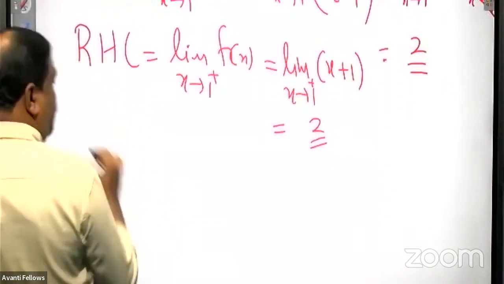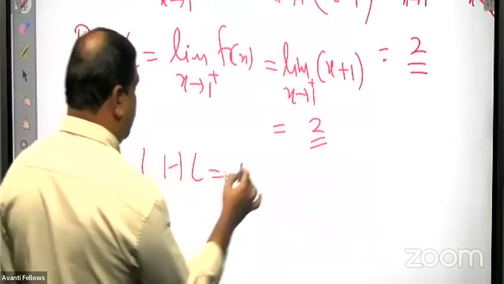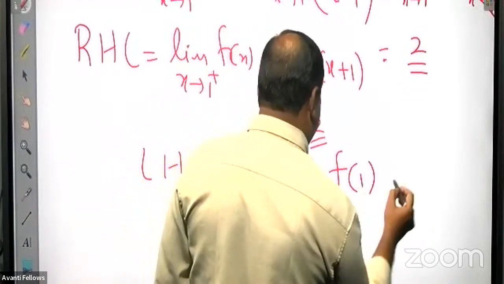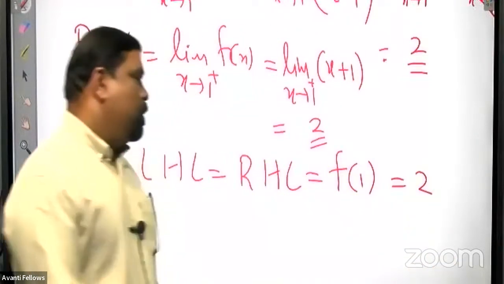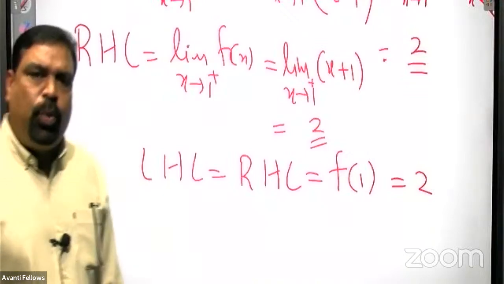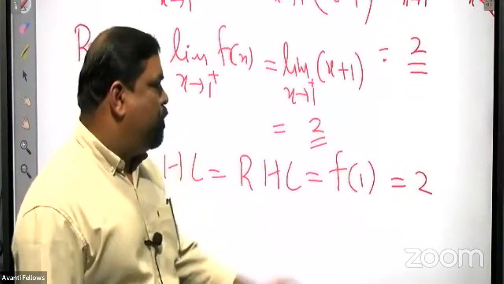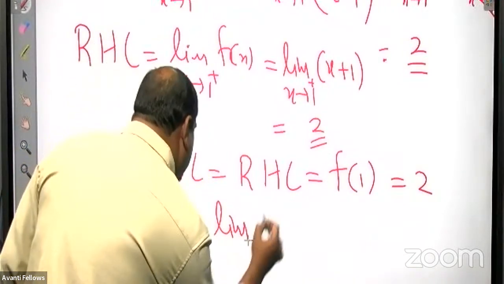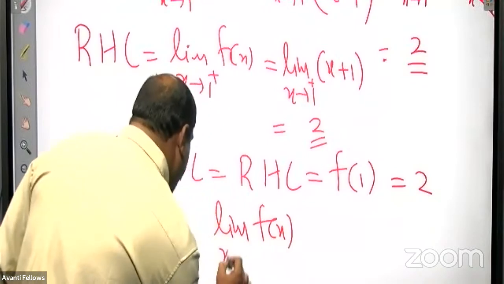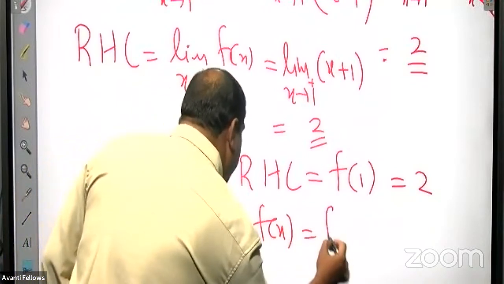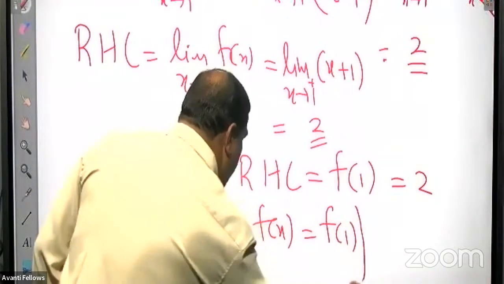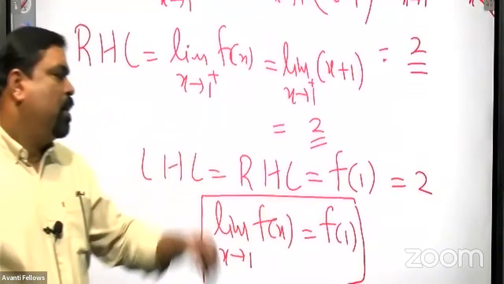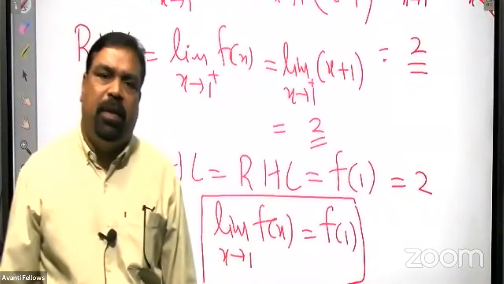So what is the conclusion? LHL equal to RHL equal to the value of the function at that point, each equal to 2. That means the limit of the function is equal to 2, and that is equal to f of 1 also. So this function satisfies the condition: limit of f of x as x tends to 1 is equal to f of 1. So this is a continuous function.